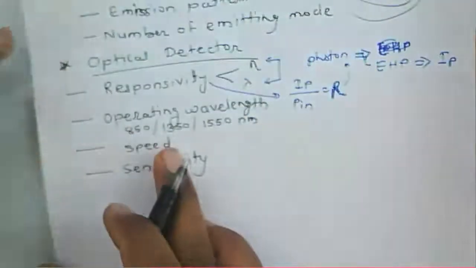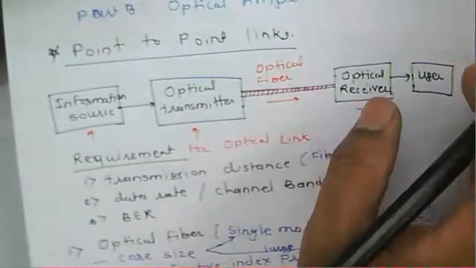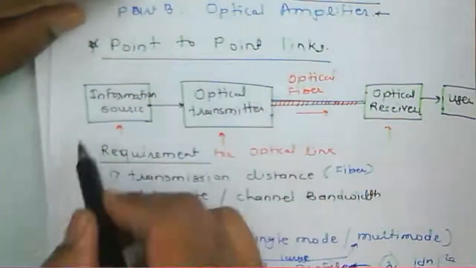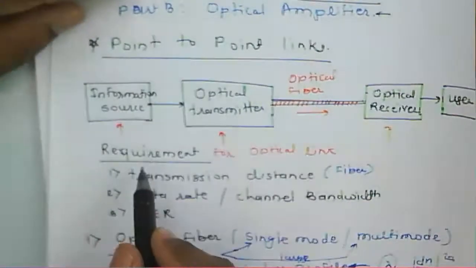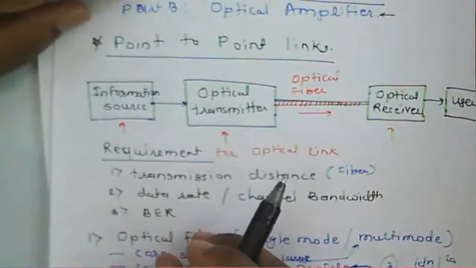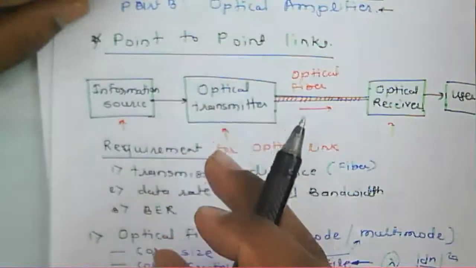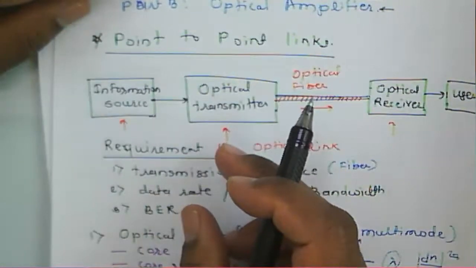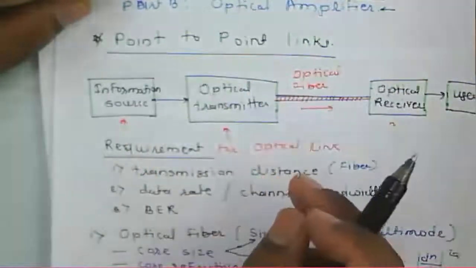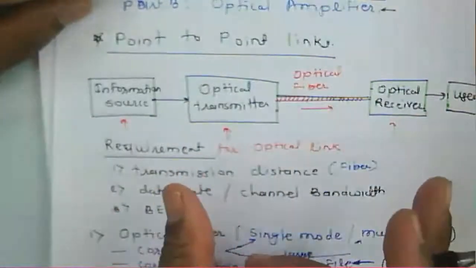So in the system, for the optical link, the requirement we state is in terms of distance, data rate and BER. And for this particular requirement, we need to consider how much power is transmitted for the analysis of the system.